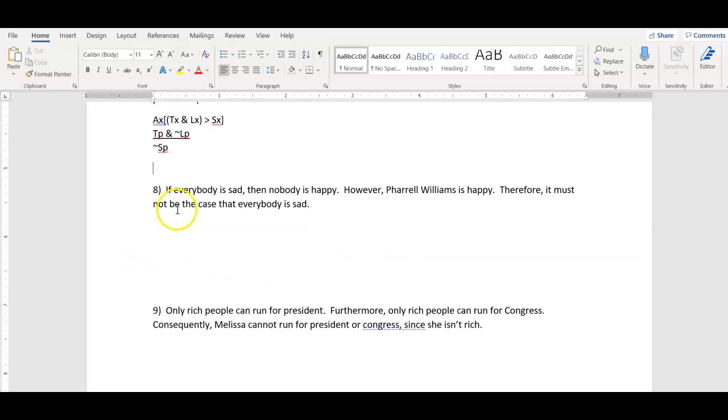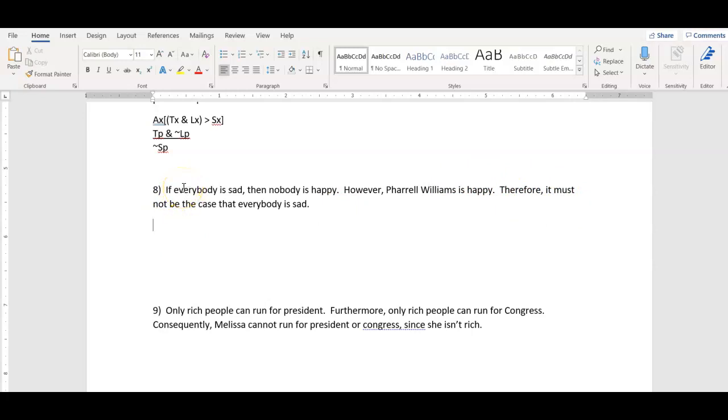Okay, number 8. If everyone is sad, nobody is happy. However, Pharrell Williams is happy. Therefore, it must not be the case that everyone is sad. So again, pretty straightforward. Premise. Therefore is a conclusion indicator. So conclusion.